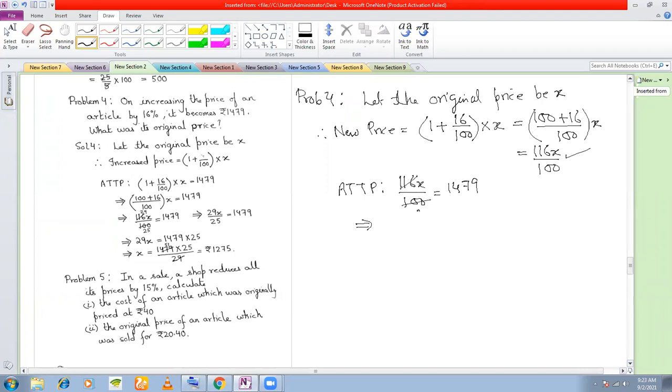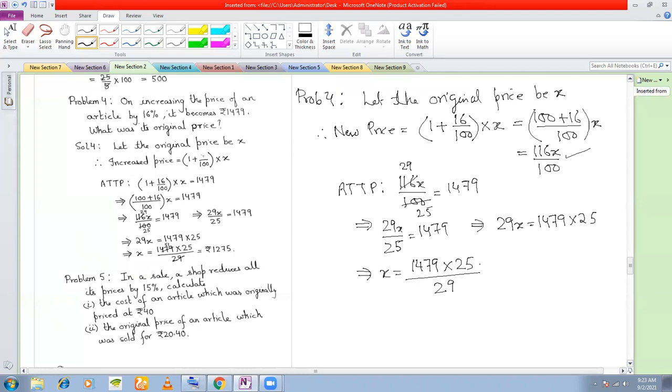Okay. Now you can cancel here. You can cancel with 4. So you get 29x by 25 is equal to 1479. Now you cross multiply. 29x is equal to 1479 into 25. That means x is equal to 1479 into 25 divided by 29.